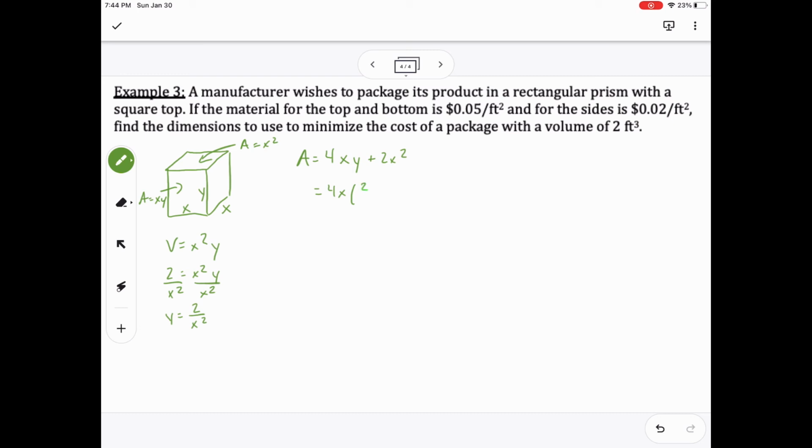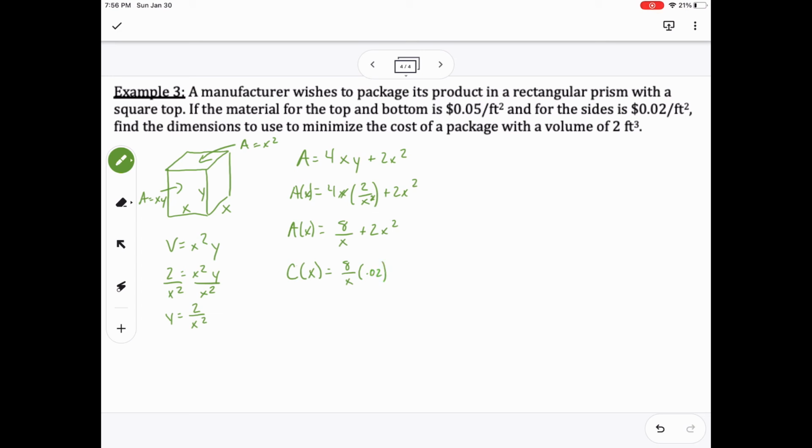Okay, so here they talk about area, they talk about volume, and so there's a volume equation which will be x squared times y. Area will be 4xy plus 2x squared. So I first find what y would be with consideration to the volume, because they gave me the total volume. So it'd be 2 over x squared. I'll plug that into the area formula, which gets me 8 over x plus 2x squared.